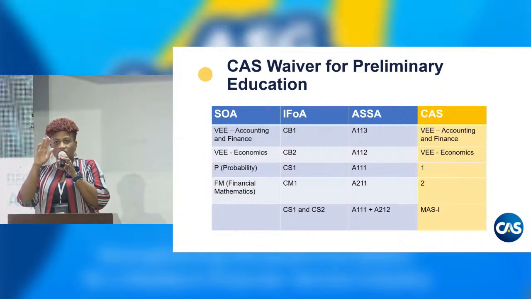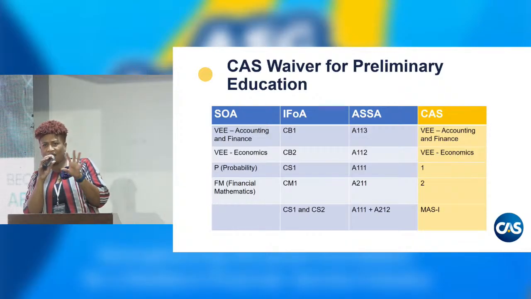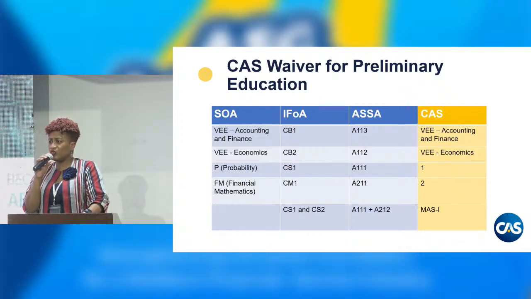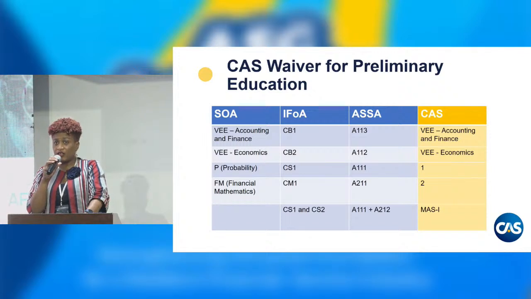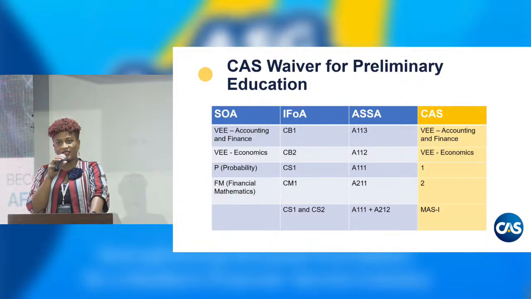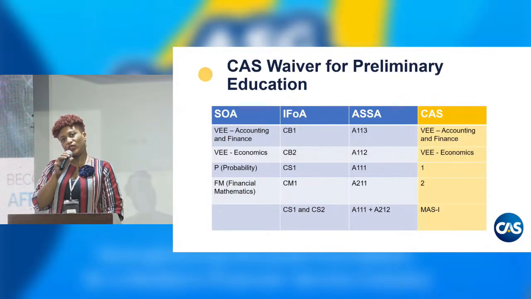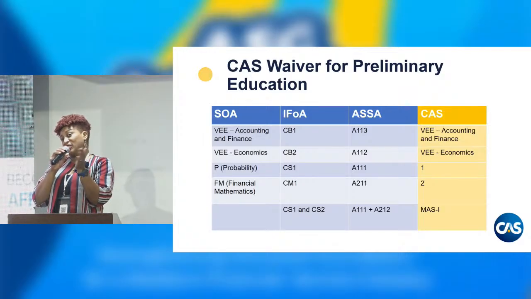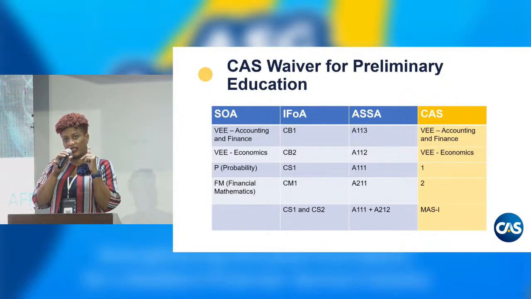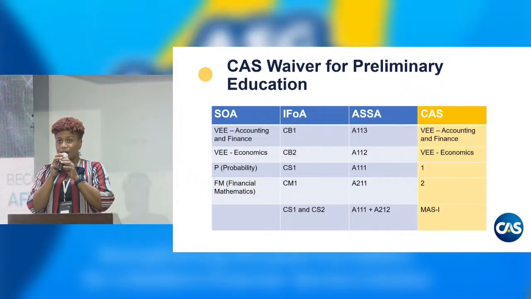For SOA, the typical ones are VEE, exam P, and FM. For IFOA, we've got the first 5 exams, which are typically also the ones that you get university accreditation for. I heard somebody talking about university accreditation. I think it was your president, that's going to be happening next year for a few universities. So you can take a look. They usually are the same ones that CAS gives a waiver for.